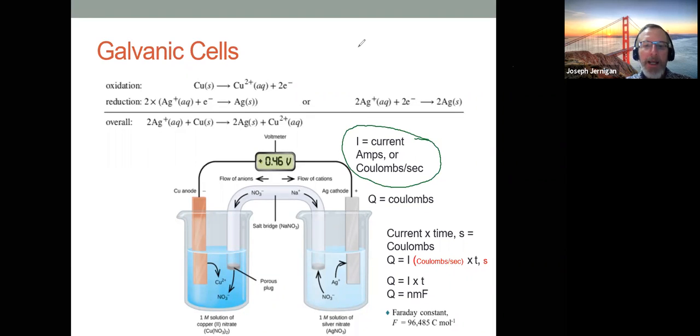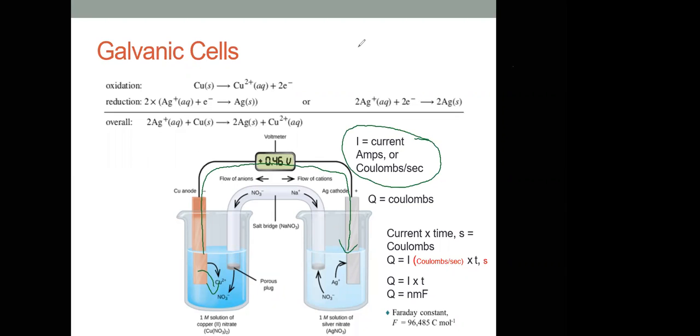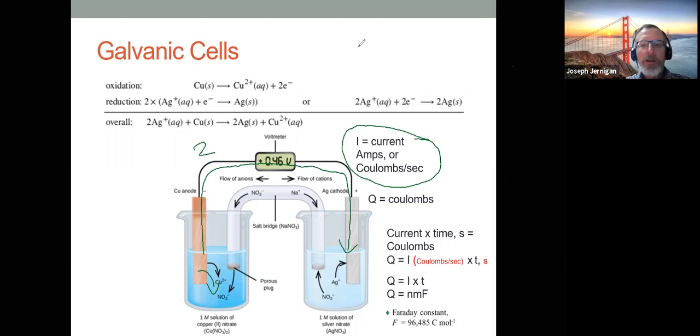Every time copper goes into solution, how many electrons are going to go out to the other side? For every copper atom that goes in, how many electrons do we get? 2. Absolutely right. You get 2 electrons. And then for silver, you get 1.